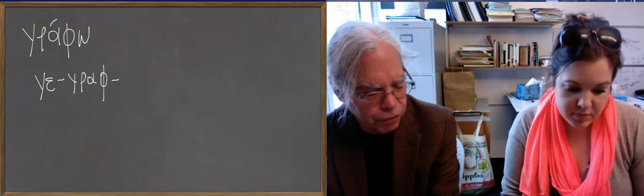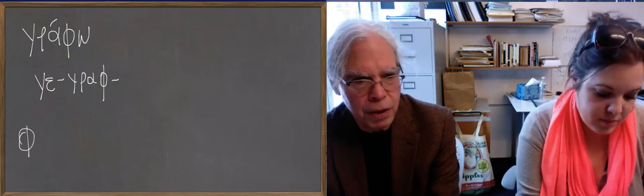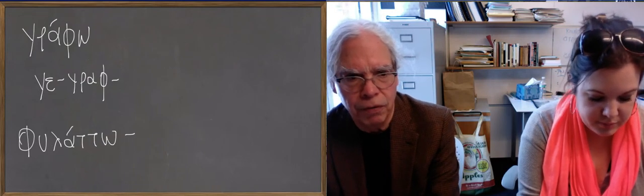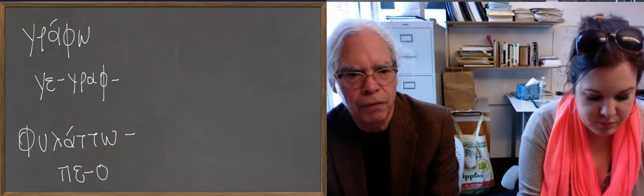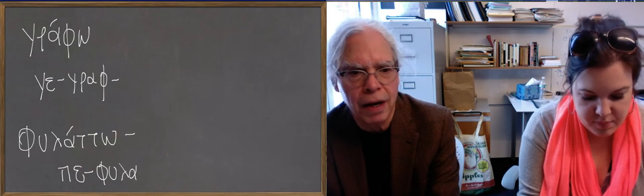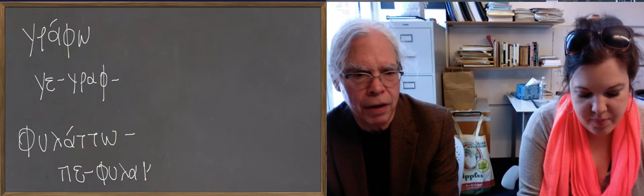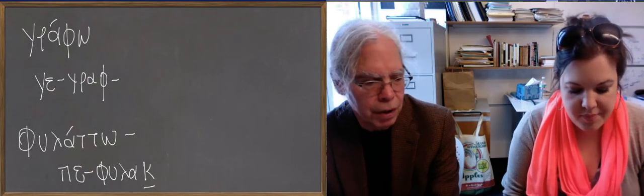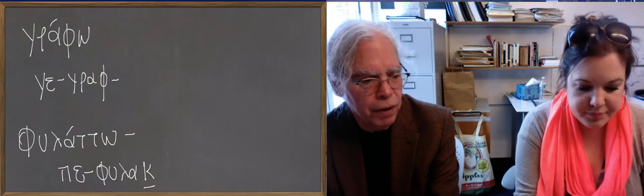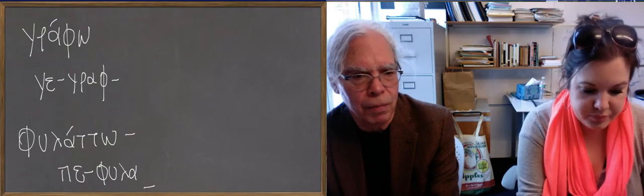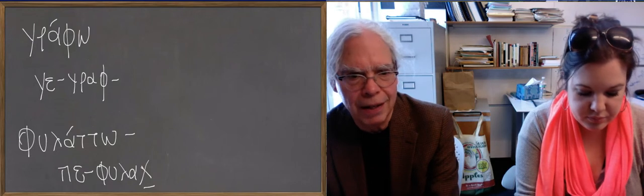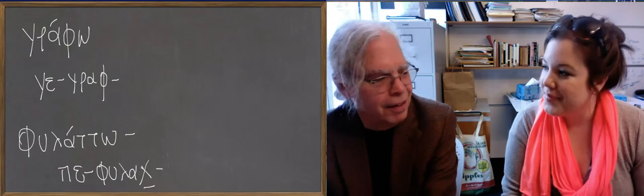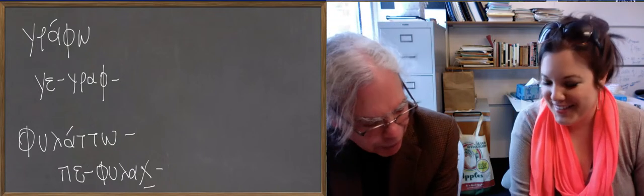The perfect of phulatto, well, that's another one that begins with an aspirated consonant. So the perfect of phulatto is going to be pe-phulak-. Well, the underlying consonant there is a kappa or a gamma, and it gets aspirated into a chi. So it's pephulacha, okay? You can see the kappa in prophylactic, okay? All right.